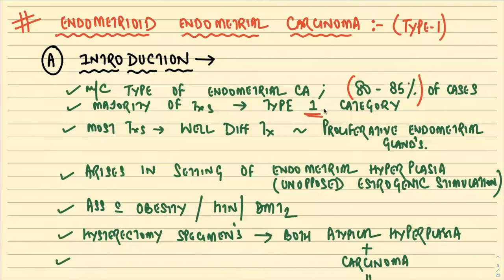Now, most of the tumors that we see are quite well differentiated tumors, and they are called endometrioid because they resemble the proliferative endometrial glands. They arise in the setting of endometrial hyperplasia that we have already discussed, where there is unopposed estrogenic stimulation. And they have associations with systemic disorders like obesity, hypertension, and diabetes mellitus.